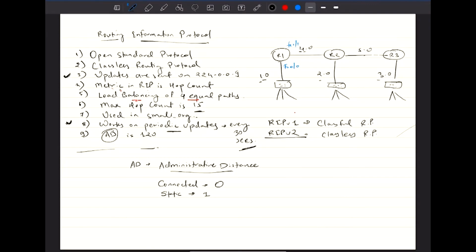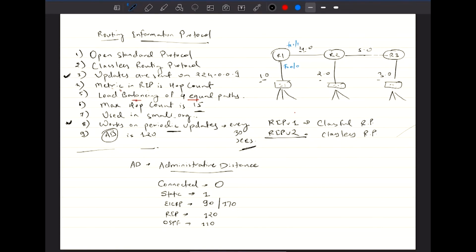Then if you talk about EIGRP, EIGRP has two ADs. Sorry, one is 90 and the other one is 170. And then RIP has an AD of 120 and OSPF has an AD of 110.